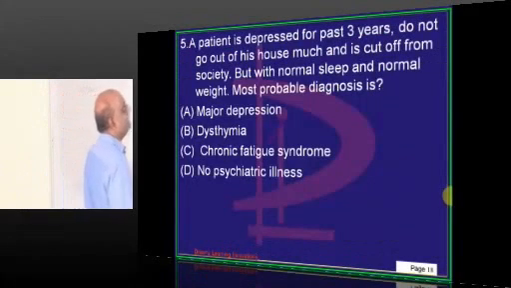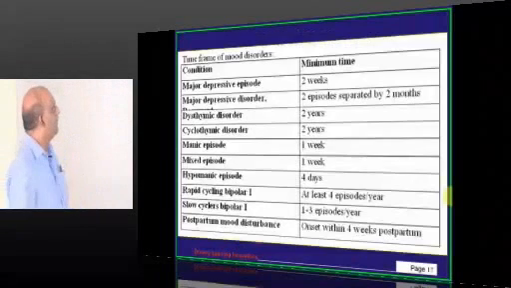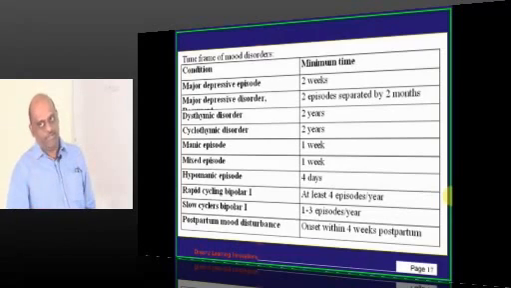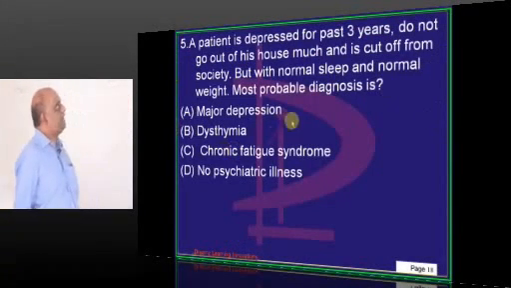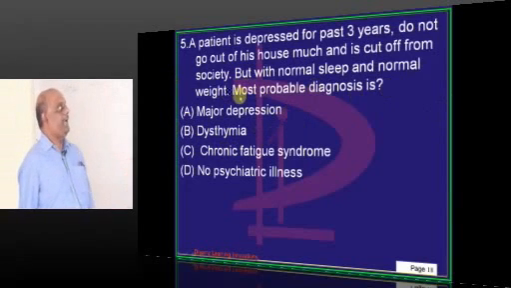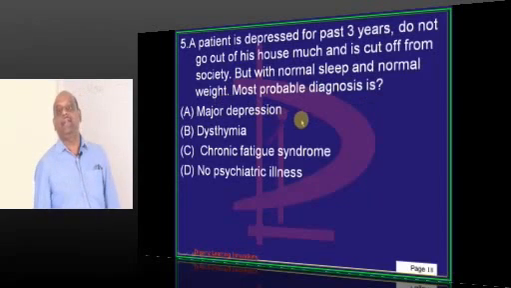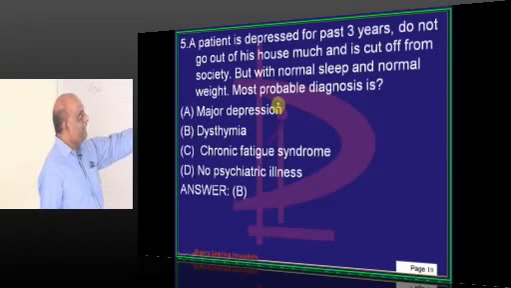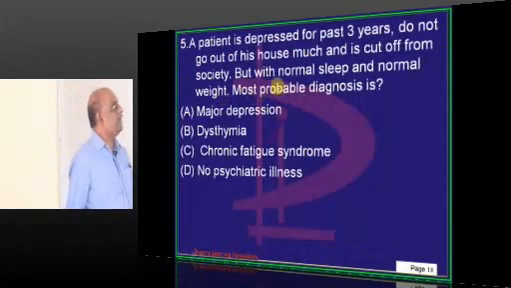So, a patient is depressed for the past 3 years. Dysthymic disorder is 2 years. He does not go out of his house much. He is cut off from society, but he has normal sleep and normal weight. What is your diagnosis, doctor? It is classically dysthymia. To call dysthymia, more than 2 years is what you have to remember.